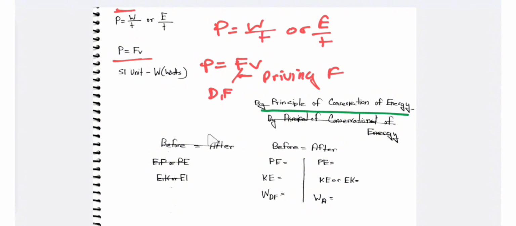So initially, the object may have gravitational potential energy, and after it may have gravitational potential energy. Before it may have kinetic energy, after it may have kinetic energy. For before we need to consider work done by driving force, and after we need to consider work done against resistance.